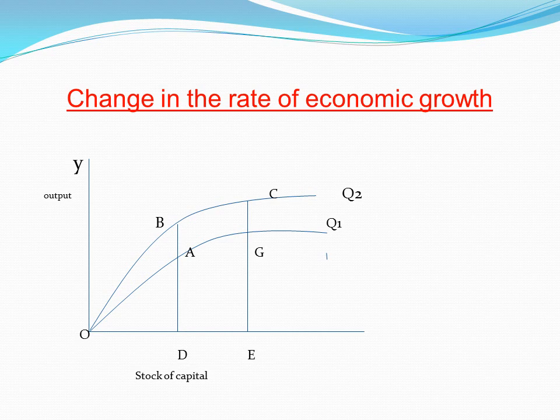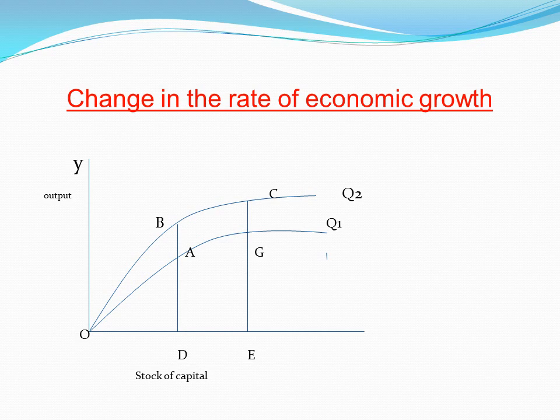Marginal physical product of capital is equal to the rate of profit. If the slope of the production curve at B divided by the slope of the production curve at A is equal to BD divided by AD, that means technological progress is neutral.